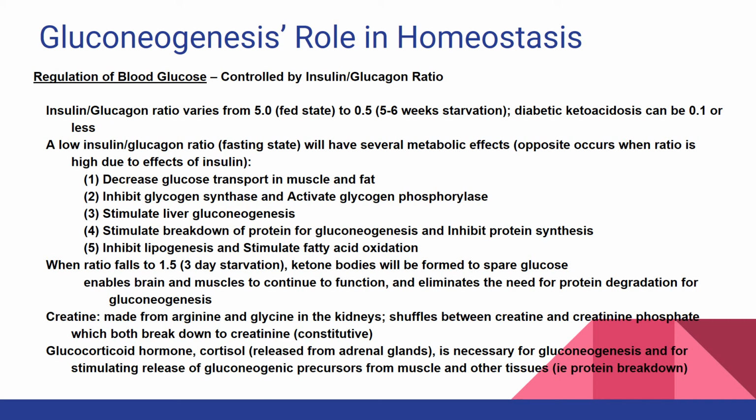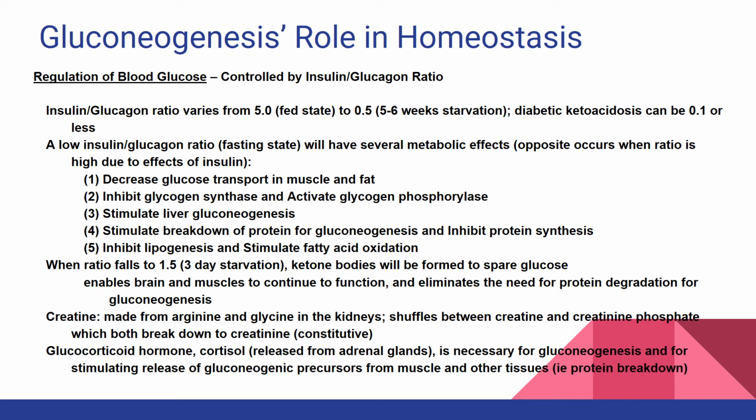Number 4, stimulate breakdown of protein for gluconeogenesis and inhibit protein synthesis. Number 5, inhibit lipogenesis and stimulate fatty acid oxidation. When ratio falls to 1.5, ketone bodies will be formed to spare glucose. This enables the brain and muscles to continue to function and eliminates the need for protein degradation for gluconeogenesis.